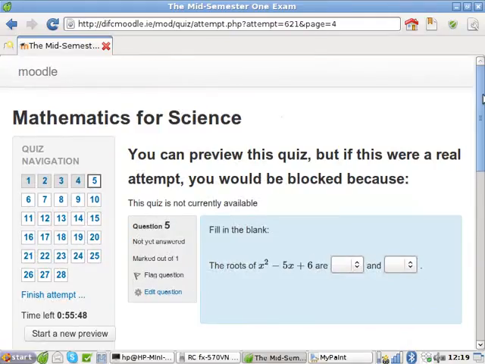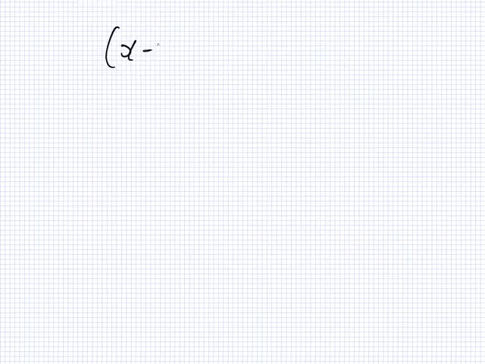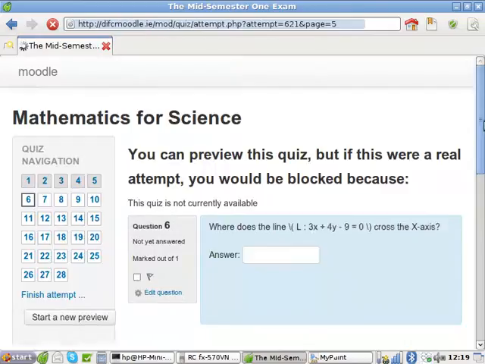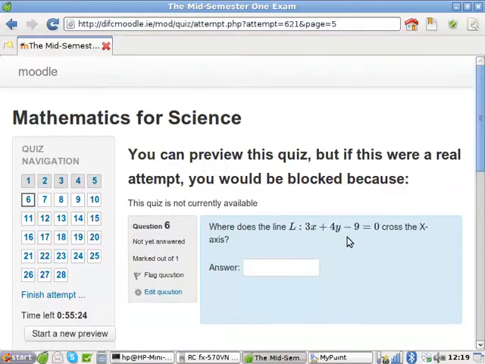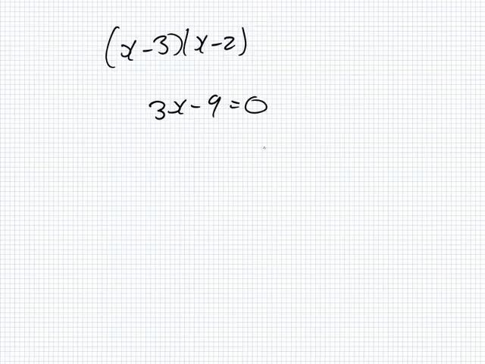Right, so the roots are going to be 3 and 2, I think, here. x minus 3, x minus 2 are the factors, so the roots are 3 and 2. Where does this line cross the x-axis? How do I find that? I make y equal to 0. So I get 3x minus 9 equals 0, so x equals 3.